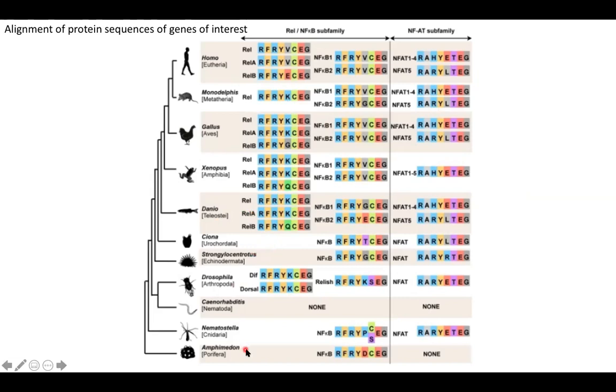And we can see here we're going down to slightly more simple living organisms, and we can see they actually don't have this domain of this particular protein. Okay, nematodes don't appear to have the protein at all, and so we can see that, in terms of relatedness, we can come to different conclusions.